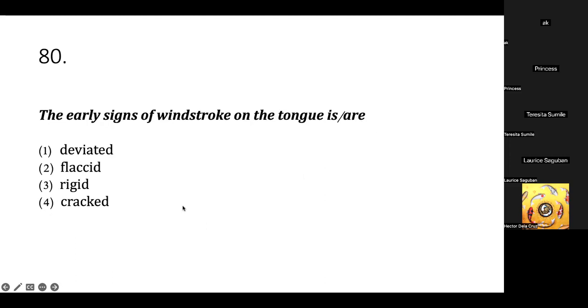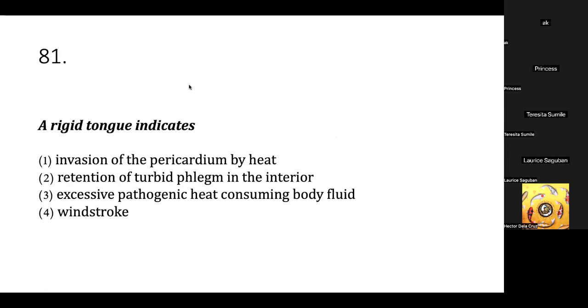Number 80. Naku, malapit na tayo tapos. The early signs of wind stroke in the tongue. Kakasabi lang, deviated. Ayan. And rigid, of course. Okay, very good. Number 81. A rigid tongue. Invasion of the pericardium by heat. Detention of turbid phlegm. Excessive pathogenic infection with the fluid and the wind stroke. Sir, all of the above. Okay, very good. Everybody agrees? No objection? Yeah, I guess so.